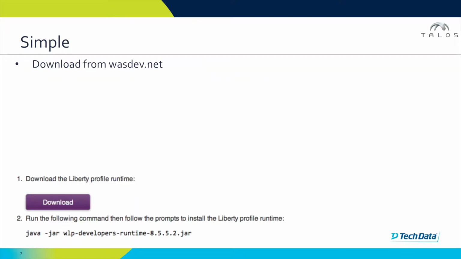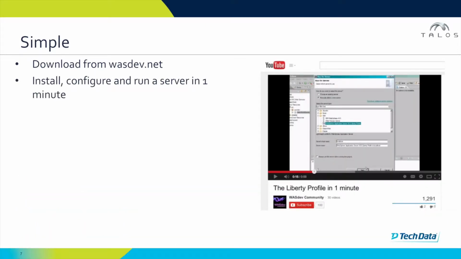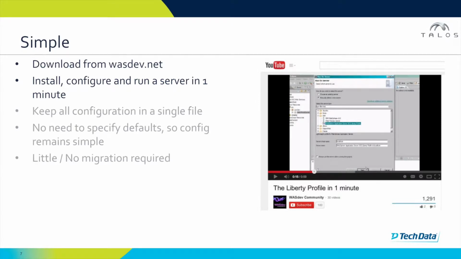You can download it simply from wasdev.net, and you can install and configure a server in 1 minute, according to this YouTube video. The configuration is all file-based. You can keep all that configuration as a single file, or you can call out to multiple files, but all of the configuration is held in XML files. You don't need to specify defaults, so your config is quite simple. There are good default values for things that you don't specify explicitly.